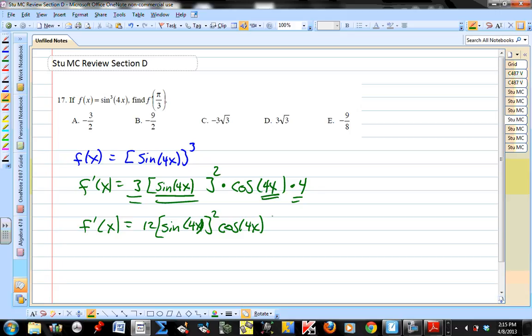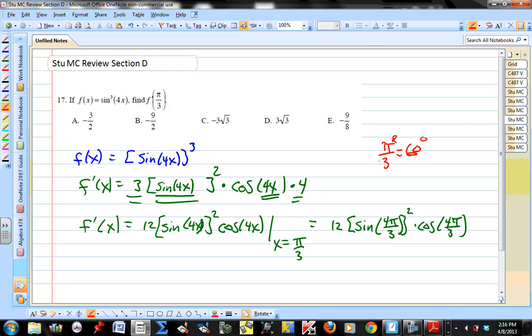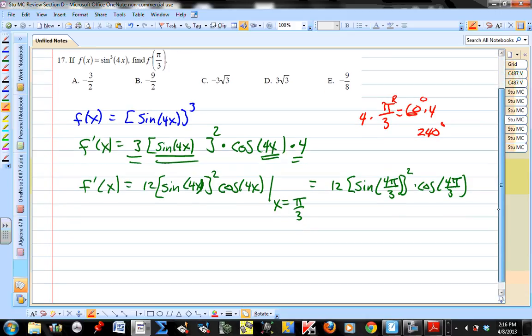Now, they want us to evaluate this at pi over 3. Let's see what this is going to look like. 12 times the sine of 4 pi over 3 quantity squared times the cosine of 4 pi over 3. So think about it. There's a bunch of ways you could approach this problem. If you remember that pi over 3 radians is 60 degrees, then you know that 4 times pi over 3 radians equals 60 degrees times 4, which is really 240 degrees.